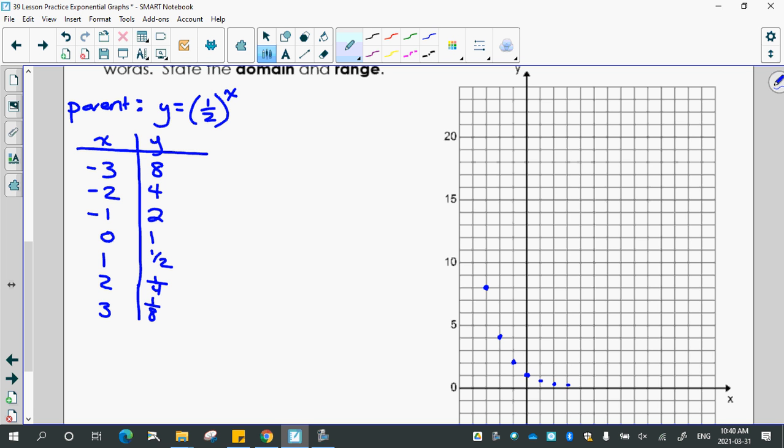I noticed that I've got a lot of room up here. So if I want to put another point in, what can I do to figure out where that other point would be? Yeah, so I can figure out -4 would be a half to the -4, which would turn out to be 2 to the 4th, or 16. So I could plot -4 and 16. Okay? And then I can draw in my asymptote. Y equals 0. And then join with a smooth curve. Arrows on both ends.